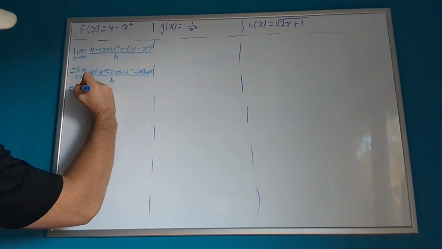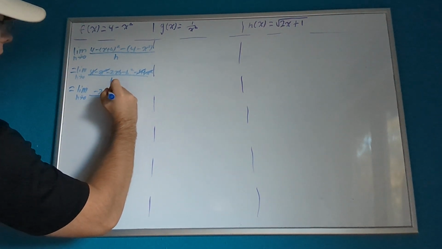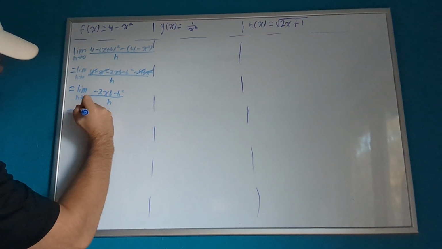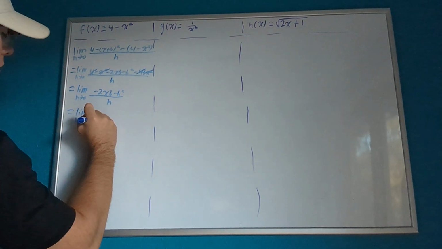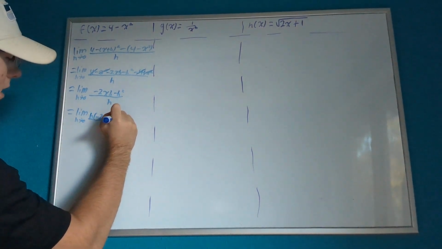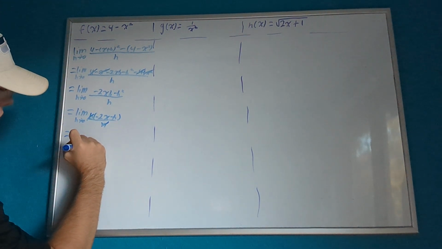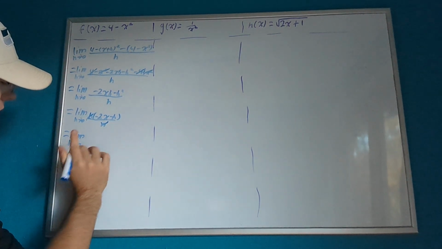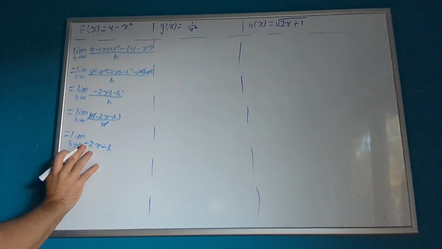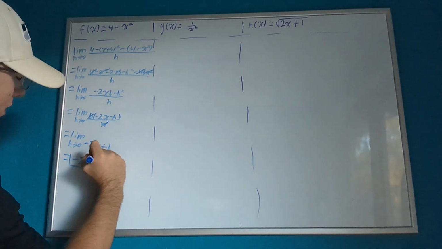So then we're just left with the limit as h approaches 0 of negative 2xh minus h squared divided by h. Then this will equal the limit as h approaches 0 of, well, we can just factor out an h. So we get h times negative 2x minus h, divided by h. Those cancel. And we're just left with the limit as h approaches 0 of negative 2x minus h, right? And obviously, as h approaches 0, we can now just plug that in, and we get negative 2x. And that's our derivative, okay?